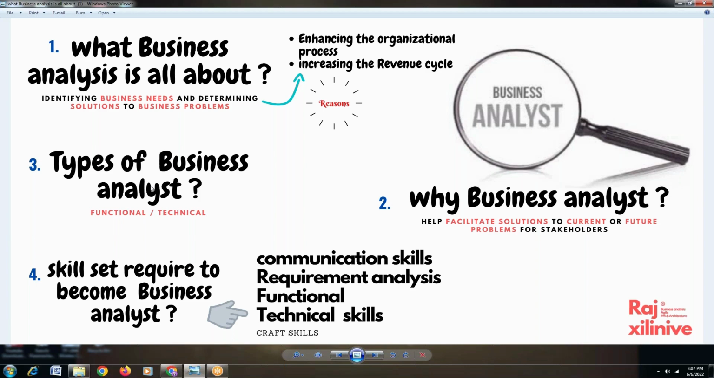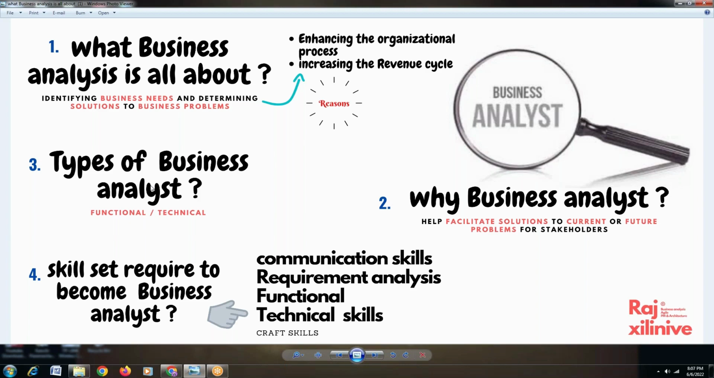Now, let's understand what exactly BA is all about. Business analysis is all about understanding the business problem of any enterprise and providing solutions for that. This is what business analysis generally is. Any organization across the world requires business analysis to improve their business.